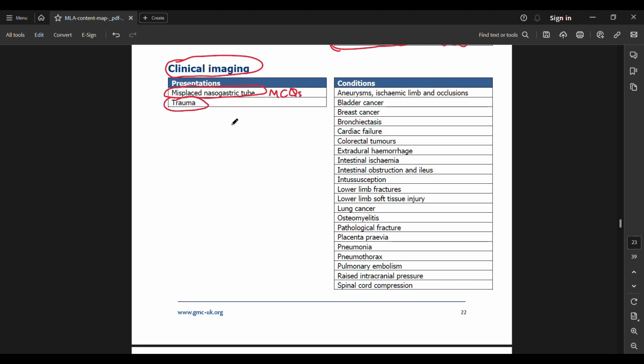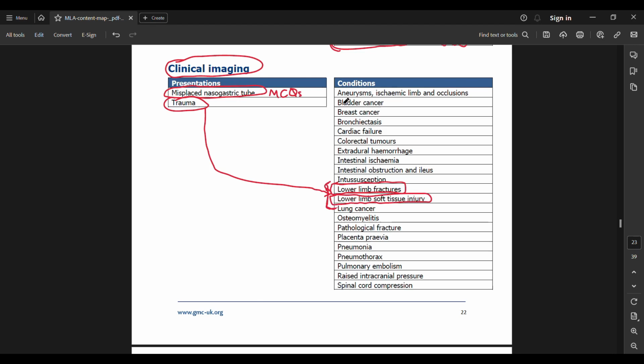Next, you have trauma. This may show up as a patient in A&E, and you need to identify a lower limb fracture. So you just need to identify whether a fracture is present or not, and if it isn't present, then maybe it's a soft tissue injury. So make sure you know how to identify and diagnose this.